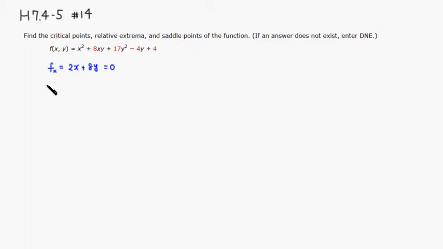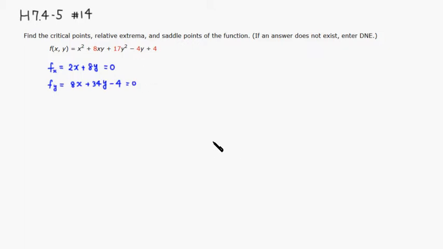Then let's take the partial with respect to y. The derivative of that is 0. With respect to y, you have 8x. The partial of this is going to be 34y. The partial of this with respect to y would be -4. And we're going to set that equal to 0.